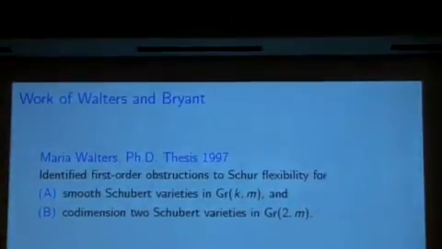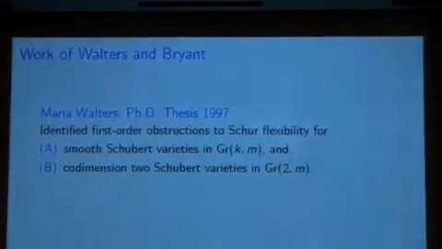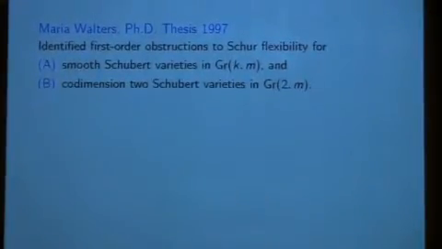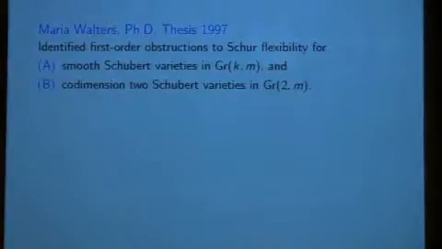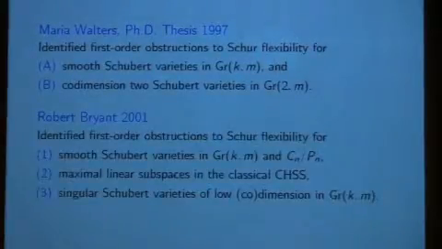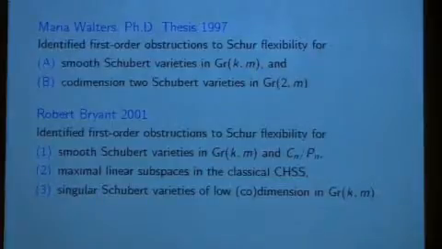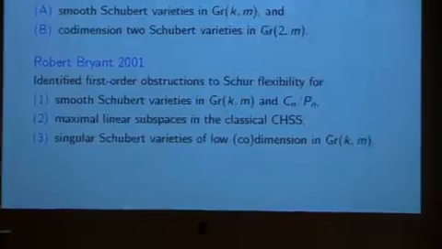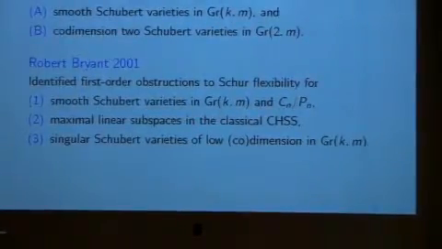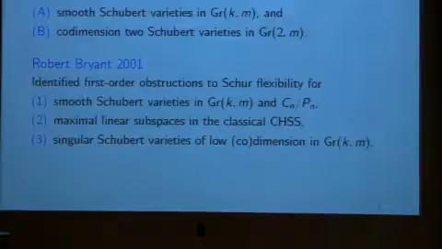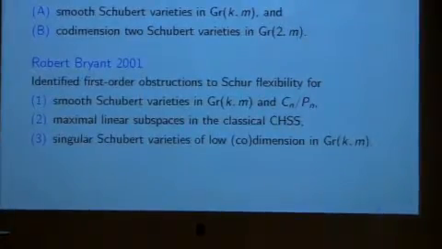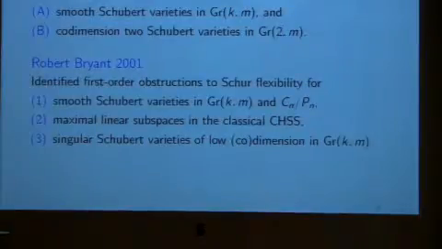Maria Walters looked at the smooth Schubert varieties in general and some of the low codimension Schubert varieties in the Grassmannian of two planes in m-dimensional projective space. And Bryant generalized this quite a bit, looking at the smooth Schubert varieties in the Grassmannian, the Lagrangian Grassmannian, the maximal linear subspaces in all of the classical compact Hermitian symmetric spaces, and singular Schubert varieties of low dimension and codimension. The arguments here use a lot of representation theory.